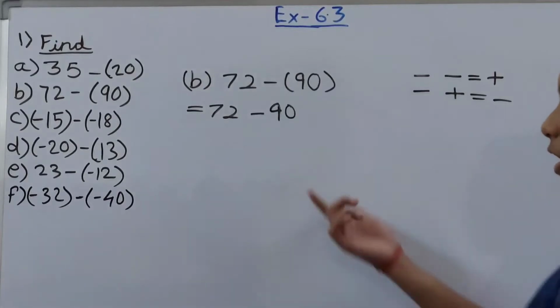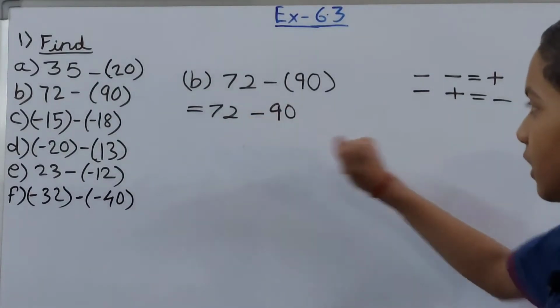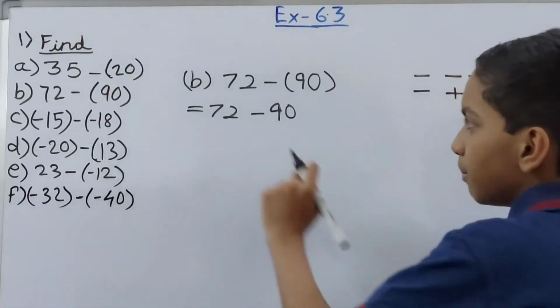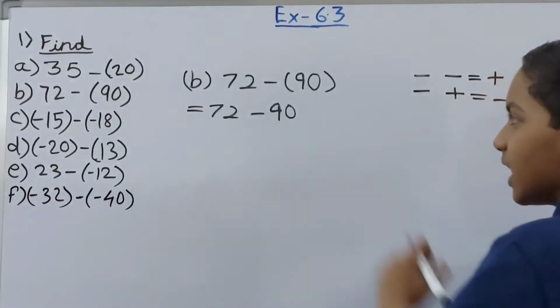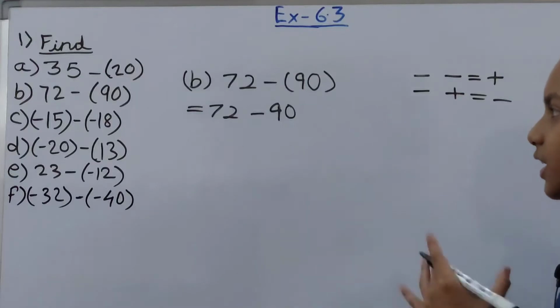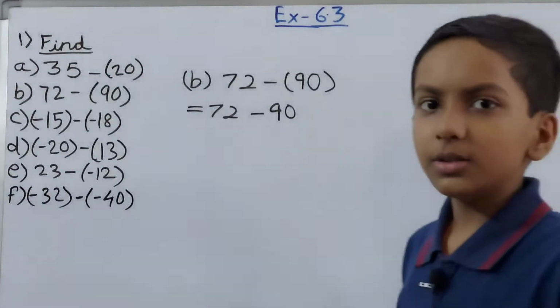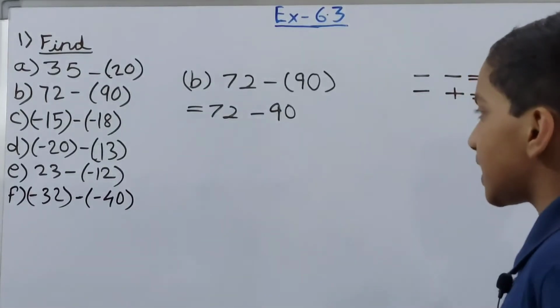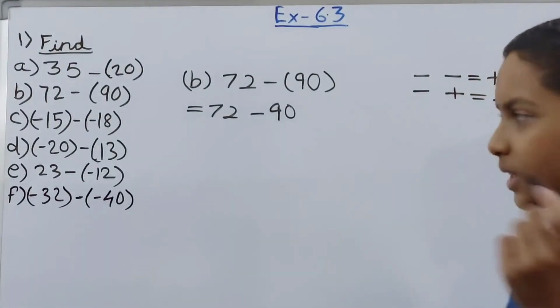Okay, and do not get confused. This is not one subtraction sentence. These two are different numbers. This is a positive 72 and this is a negative 90. Okay, so now we have to use the addition rules to solve this. So they are having different signs. That means we need to find their difference.